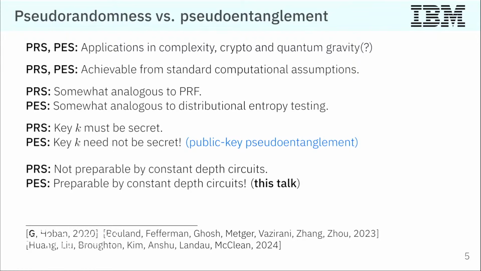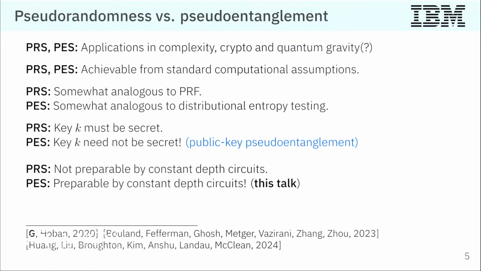And finally, the subject of this talk, so pseudorandom states cannot be prepared by constant depth circuits because we have this result by Huang et al. Showing that if you're given a state that was prepared by a constant depth circuit, with polynomially many copies of that state, you can learn the circuit. Or at least you can learn a circuit of constant depth that can prepare that state. And that means that you can distinguish it from random.